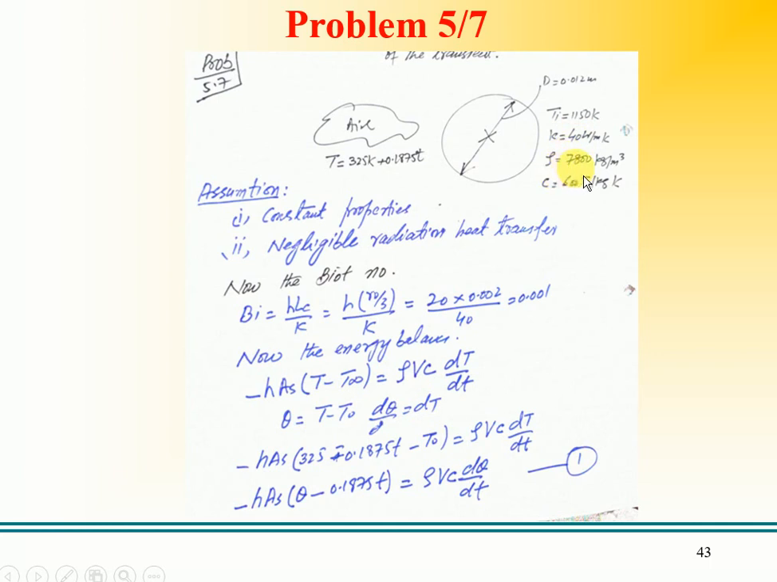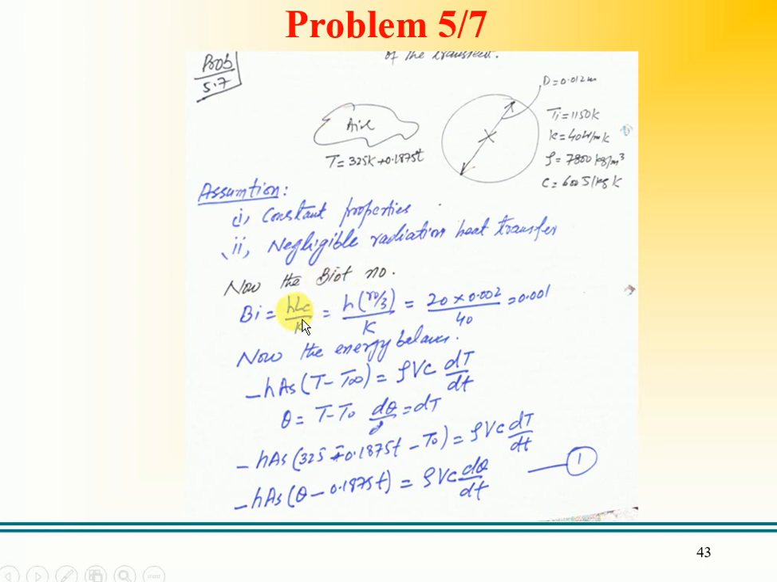Rho is 7,800 kilogram per meter cube. Specific heat is 600 joules per kilogram per Kelvin. The ambient air temperature is 325 K plus 0.1875 t. The assumptions that I'm making are constant properties and negligible radiation heat transfer.